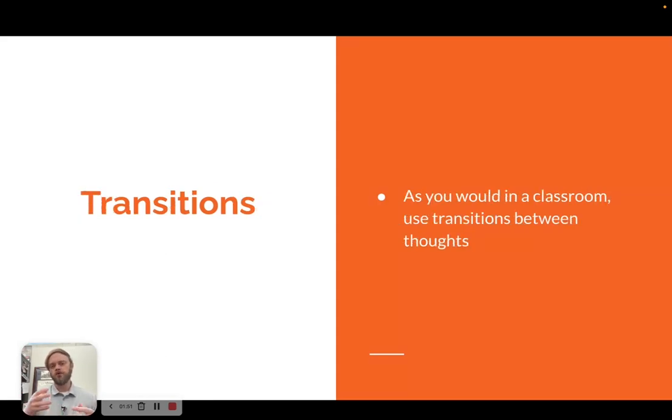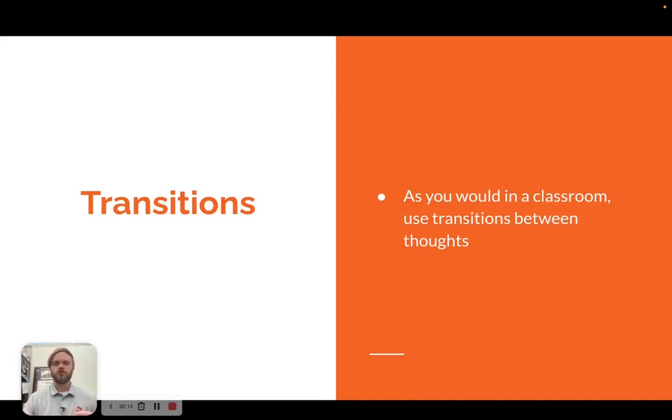All right, the next thing you want to do is make sure you use transitions, just as I did there. I said, "the next thing you want to do." If you're in a classroom talking with students, you're going to say "next." You're going to say "moving on" or "moving forward" or "let's take a look back." You want to make sure you're using those transitions because it's natural in conversation to use those transitional words. So make sure you're using those words as you work through your material.